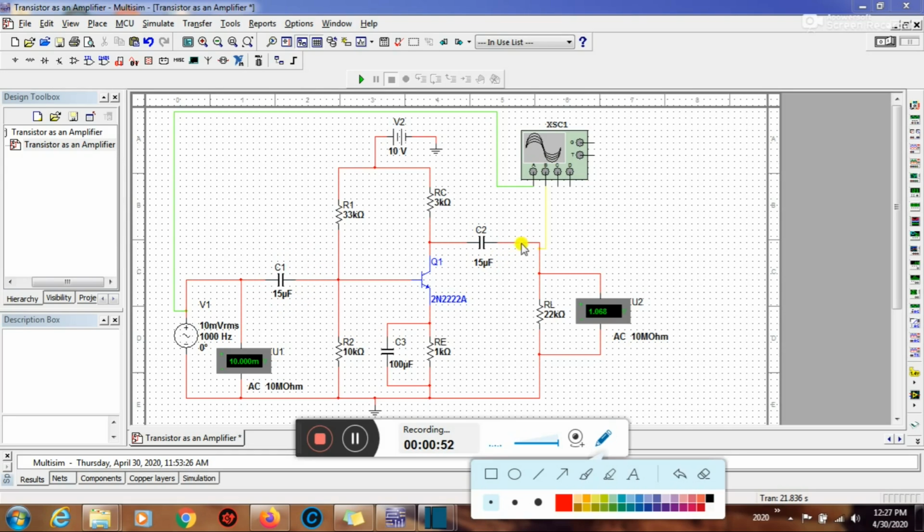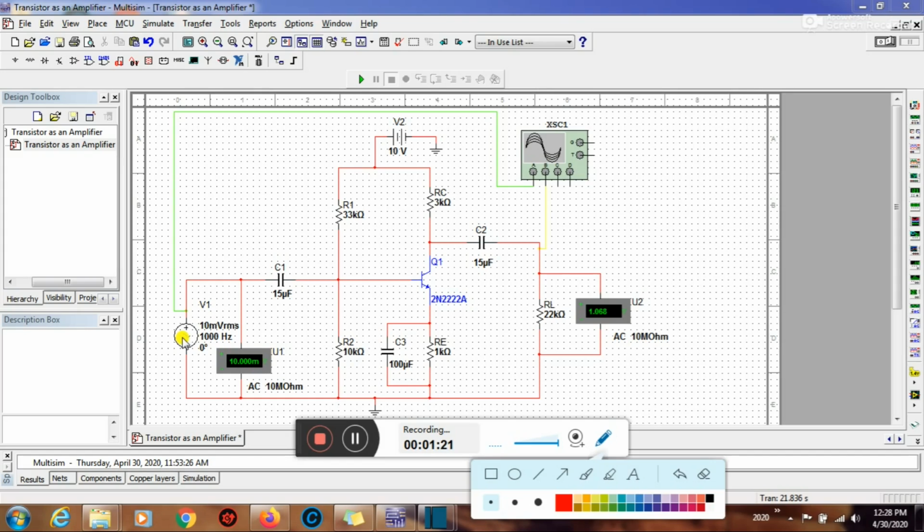Here C1 and C2 are the coupling capacitors. They are DC blocking capacitors, so any kind of DC component present in your AC signal will be blocked on the input side as well as the output side. I hope you can clearly understand all the components available in this circuit. Here is a 10 volt VCC supply, and for the amplification you have to add one AC input source to your base terminal. I am considering here a 10 millivolt input signal.